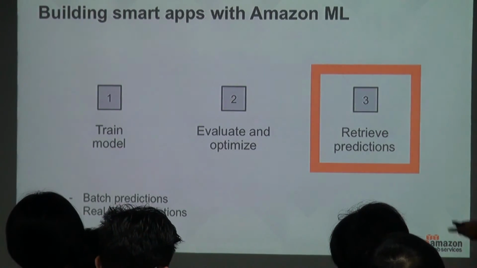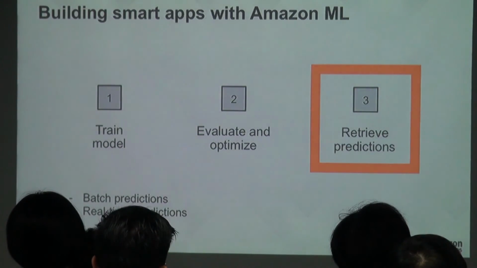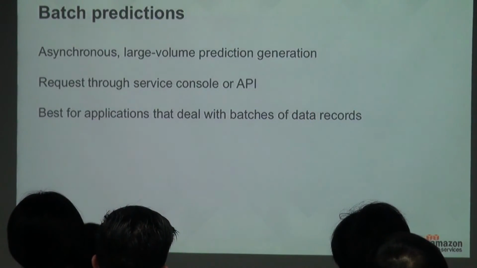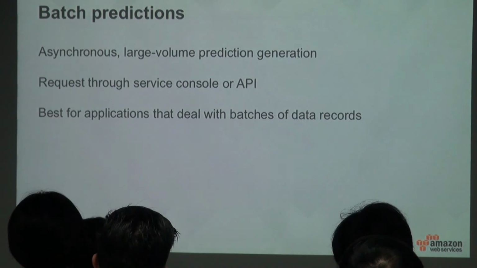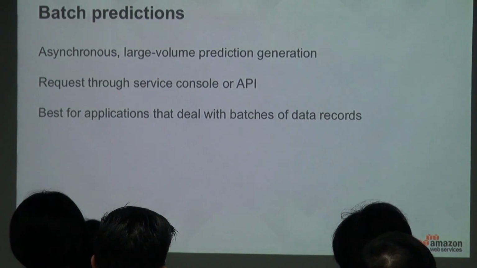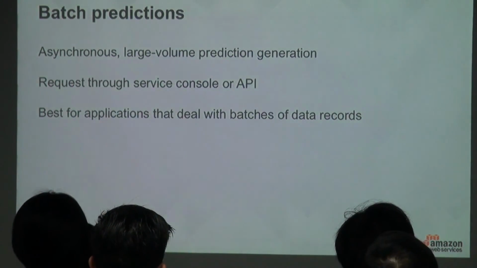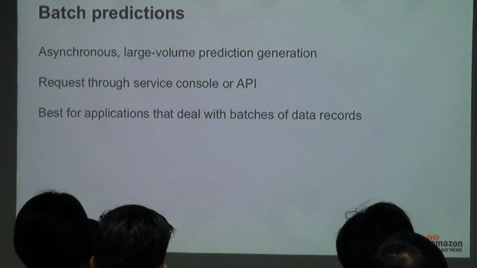Now after we train the model, we evaluate it, and we say it's good, let's throw predictions at it. How do we do that? Batch predictions is the first one: I have a large volume of data that I want to have predicted. How would I use that in a business scenario? Well, I want to send out a marketing campaign to my customers, but before I do that, I want to know which customers in my database I should target, for example. Here I drop a data source of all the data that I want predicted, and then I can request that through the Service Console or also the API, of course.